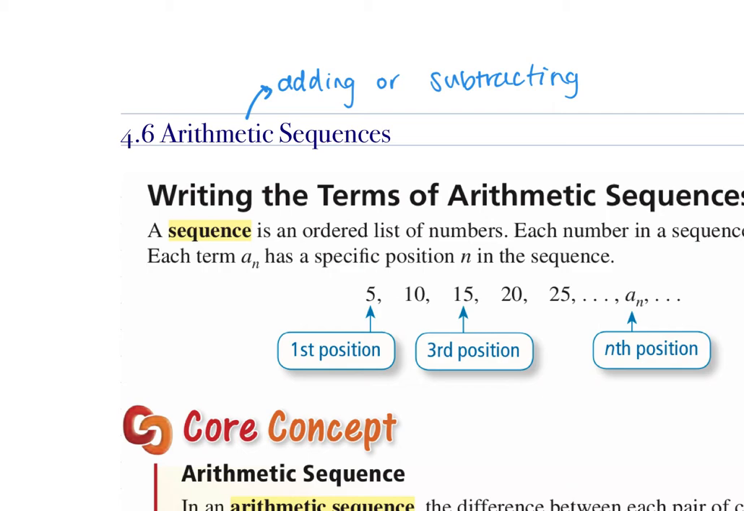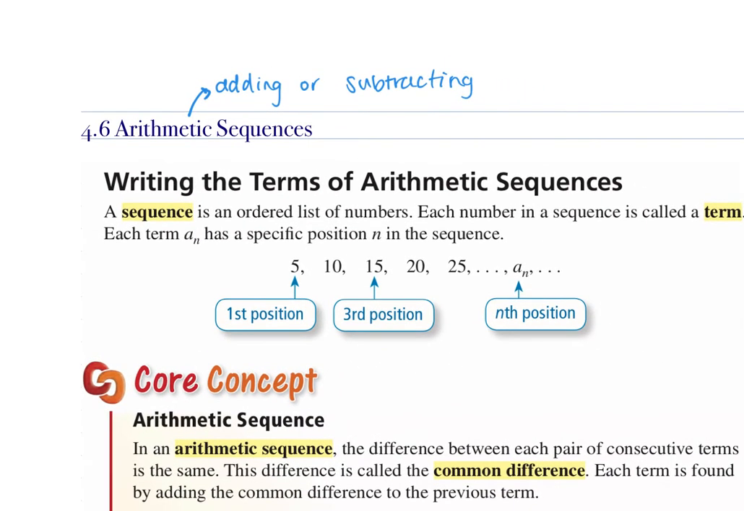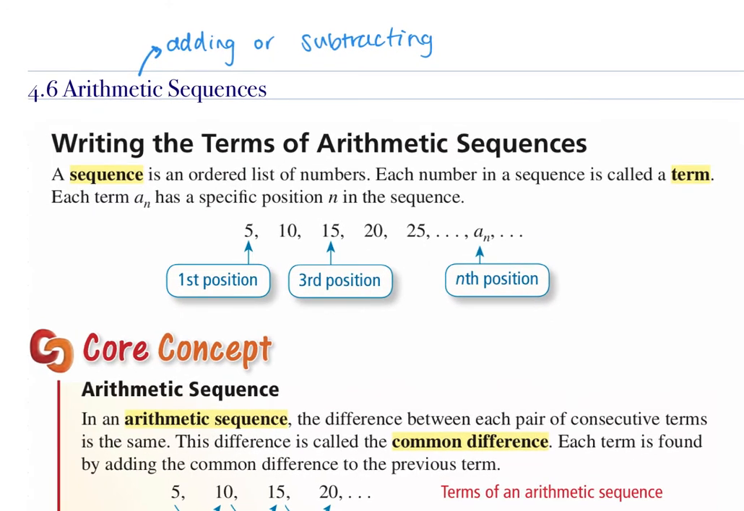Nope. Okay, so a sequence is an ordered list of numbers. So for example, we have the first position, which is 5, second position, which is 10, third position, which is 15, so on and so forth. Each number in a sequence is called a term. So 5 is a term, 10 is a term, 15 is a term. And each term has a specific position in the sequence.